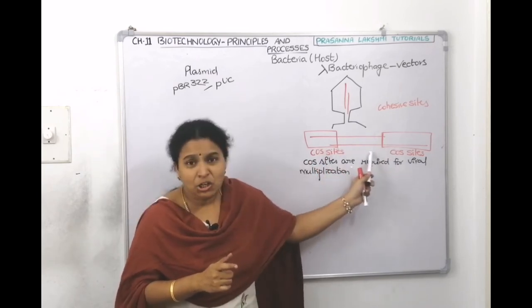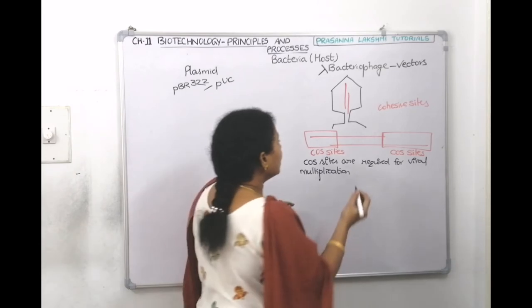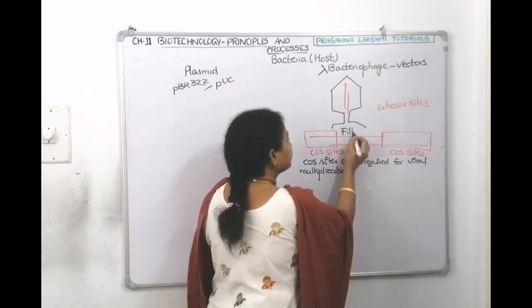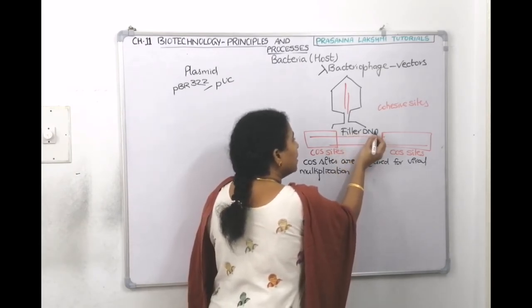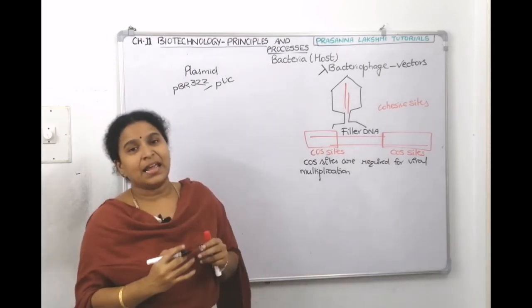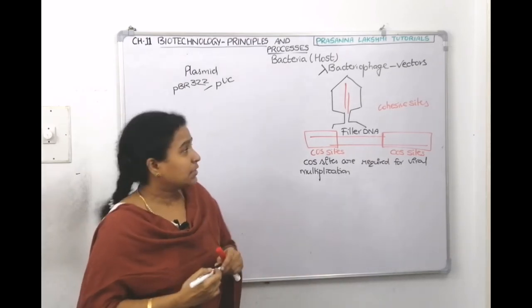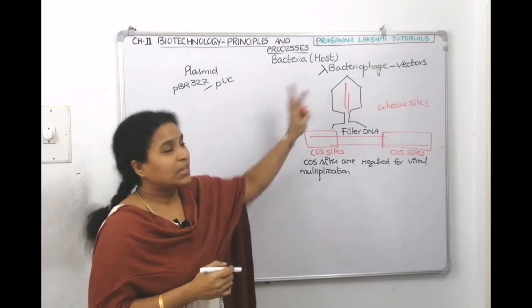What is this middle region called? This middle region is called filler DNA. Understood? Let us see once again. We are talking about bacteriophage as a vector.